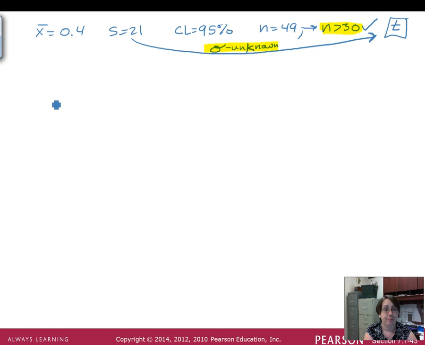Let's build our error. So the error is going to be t alpha divided by 2 times s divided by the square root of n. Make sure I copy that right.